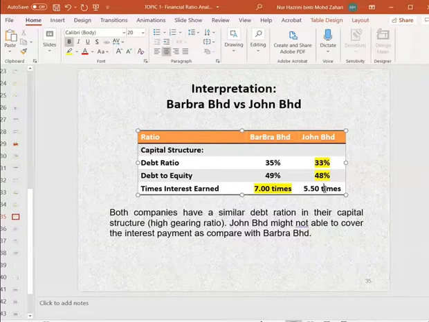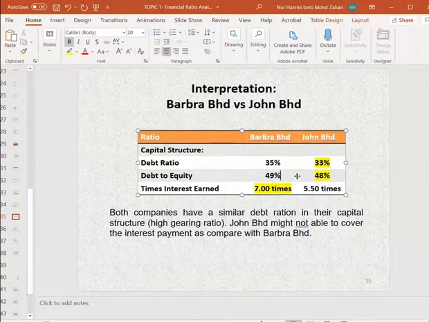Okay, but then if you look at the bigger picture, John Berhad is less risky because John Berhad only used 33% of liability to purchase the asset, and John Berhad only has 48% of liability in their financing as compared to equity. But then it's more or less similar. Okay, only 1% difference.